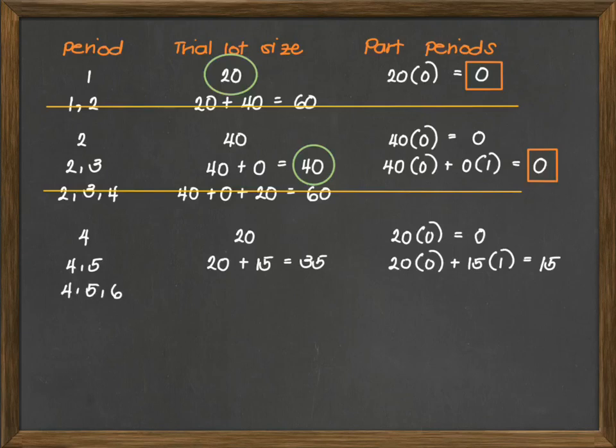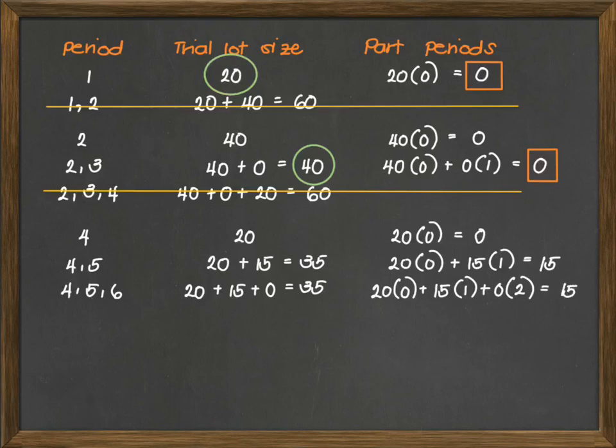4, 5, and 6, or periods 4, 5, and 6. So, that's 20 plus 15 plus 0. So, that is still 35. So, this will now be 20 times 0 plus 15 times 1 plus 0 times 2. So, this is, again, 15.